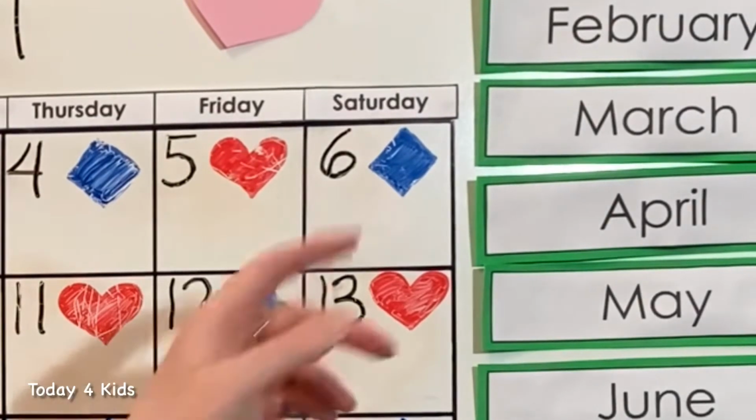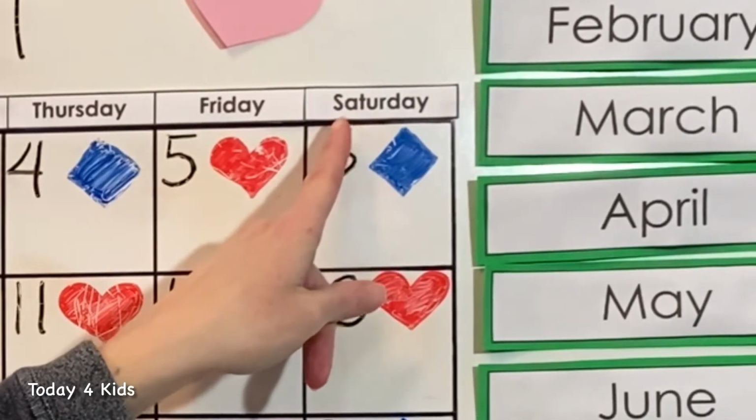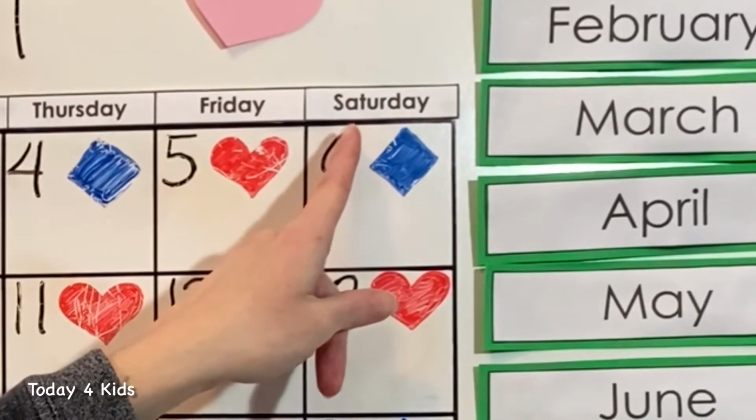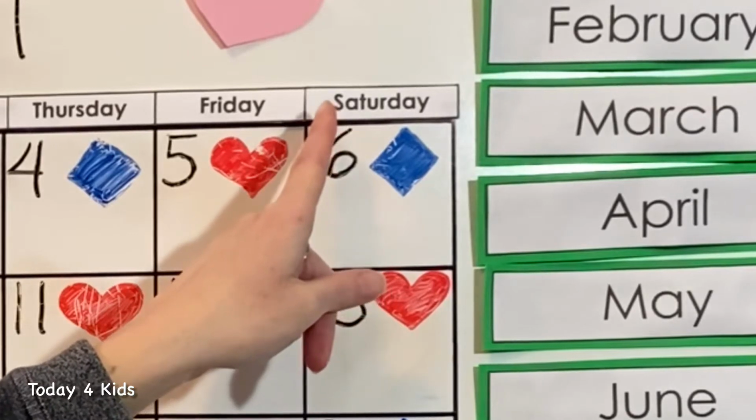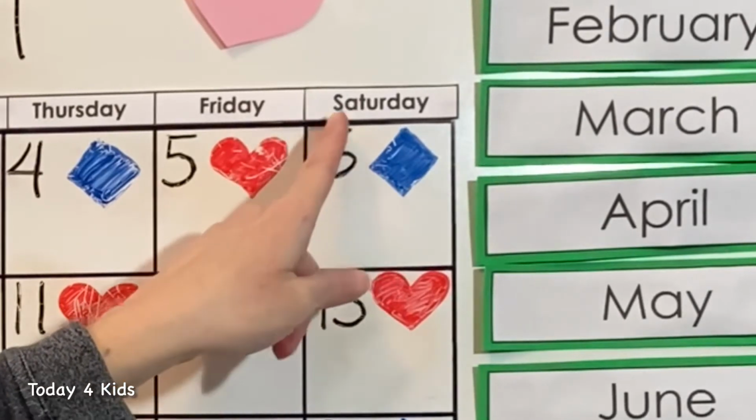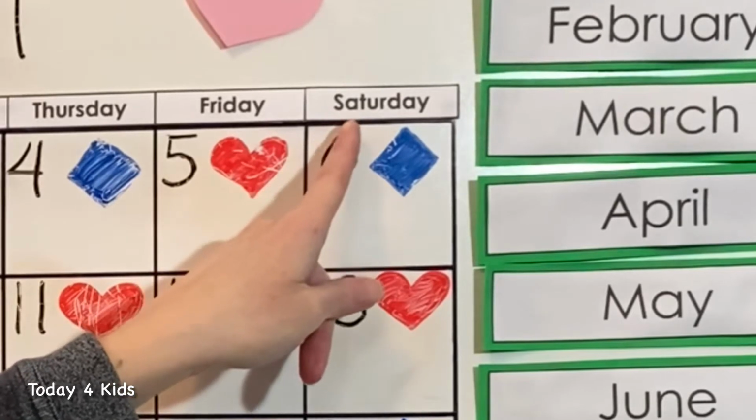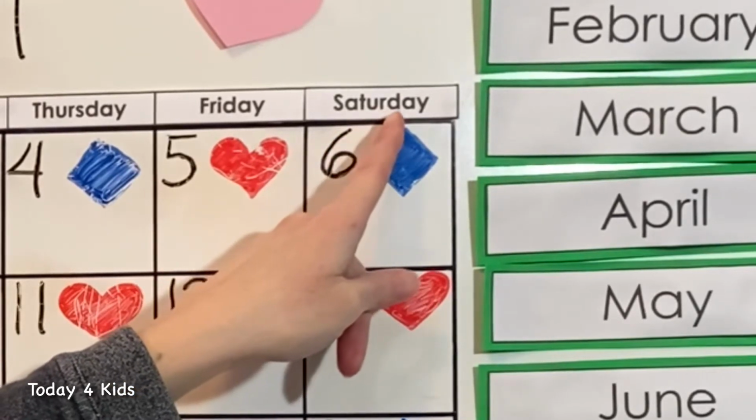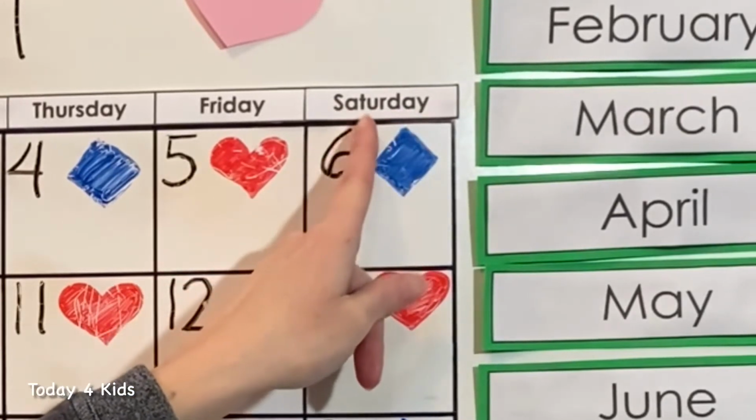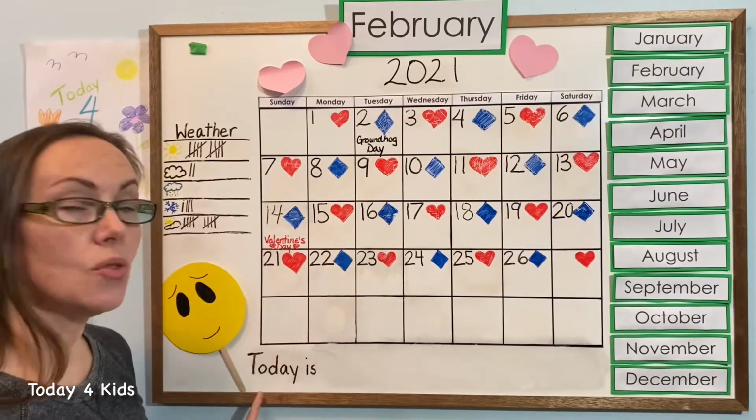That's really good. So today is Saturday, and Saturday begins with an S. An S sounds like S. Can you say that with me? Go S, like a slithery snake. S. So it starts with a capital S because it's the name of the day. Saturday. And we can put that into our sentence.